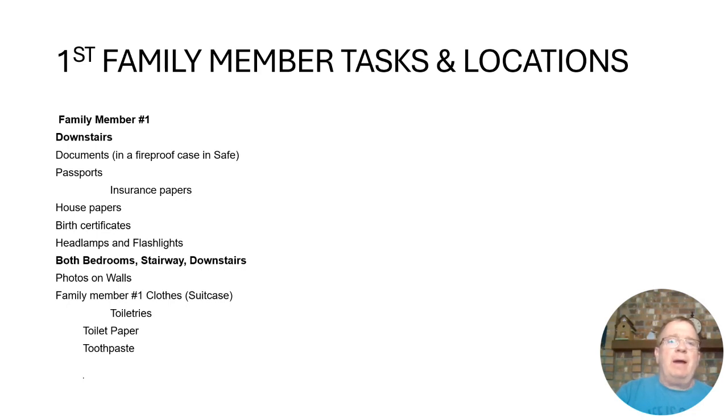So here we have family member number one is doing downstairs. And there I list out, for example, grab the documents. These are really important: passports, insurance papers, all these different things. Then you also hit the bathrooms downstairs and the bedrooms and whatever else there is. And it tells you basically what you've got to get. So you just go down your list and there you go.